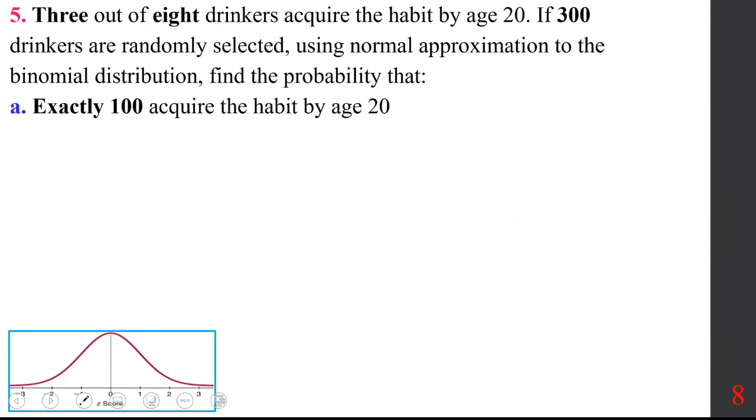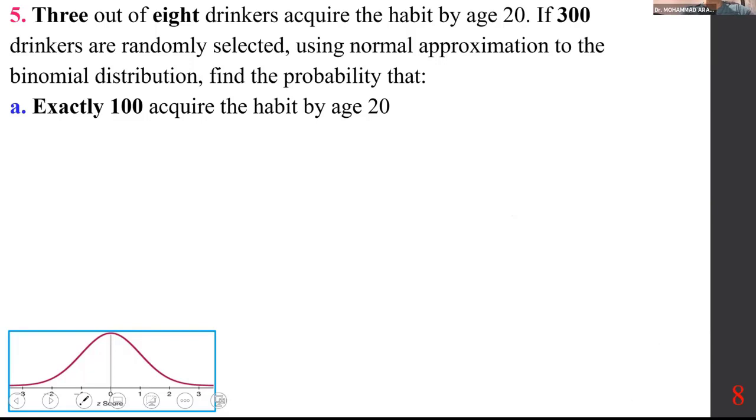Three out of 8 drinkers acquire the habit by age 20. If 300 drinkers are randomly selected using normal approximation to the binomial distribution, find the probability that A, exactly 100 acquire the habit by age 20.